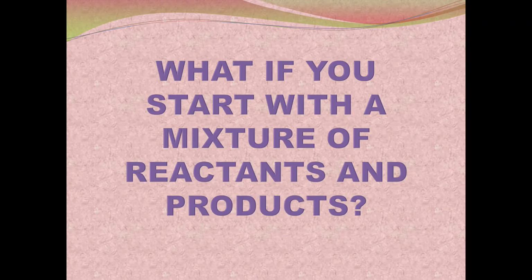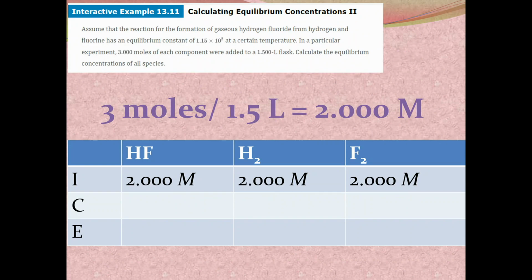Okay, suppose I start with a mixture of reactants and products. Well, if I start with a mixture of reactants and products, then the first thing I have to do is find Q and figure out whether it's going forward or backwards, so I know where to put the plus x's and the minus x's.